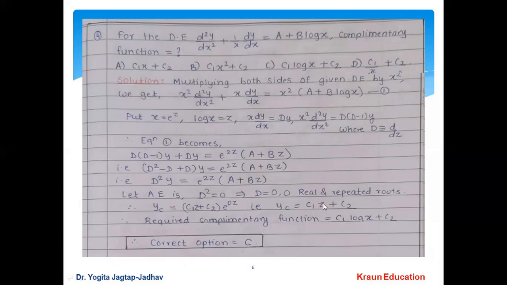Now, just by replacing the value of z in terms of x, we have the required complementary function equal to c1 into log x plus c2, because z equals log x for this equation. Therefore, the correct option is option C.